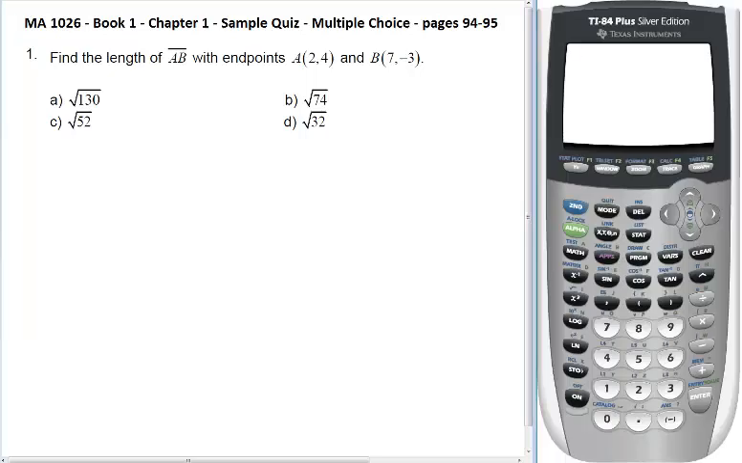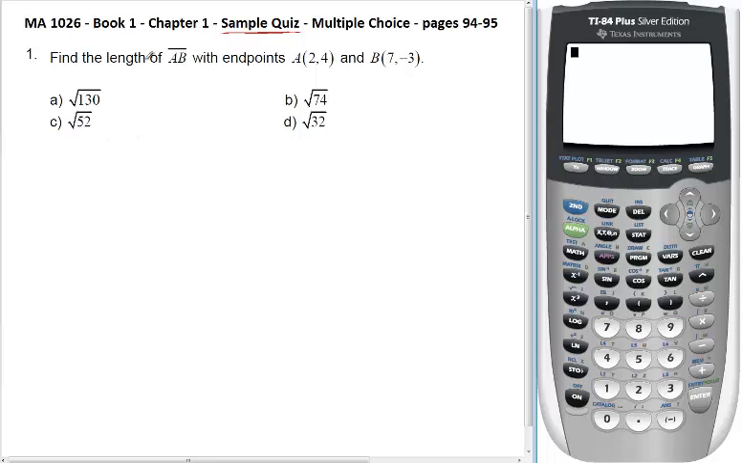Alright, let's take a look at the solution to the very first multiple choice. This is your sample quiz that you should have tried, this multiple choice in Respondus or in D2L, inside D2L now. So let's look at the very first one.